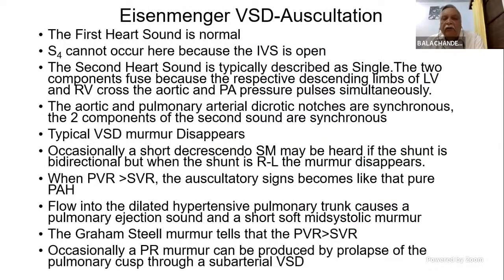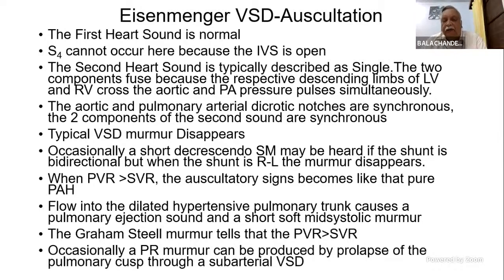And on auscultation, the important thing is the second heart sound. Please describe it as single, because there is a component that will fuse. So the respective descending limbs, RV curve and PA pressure curve, cross simultaneously with the aortic curve. So you can't get a split second heart sound normally in a VSD, and there'll be no murmur usually.